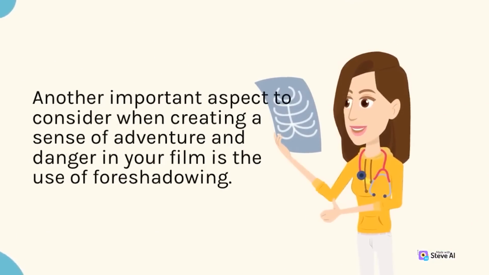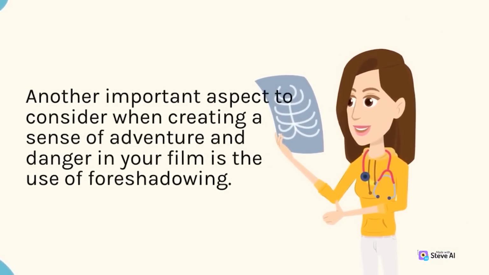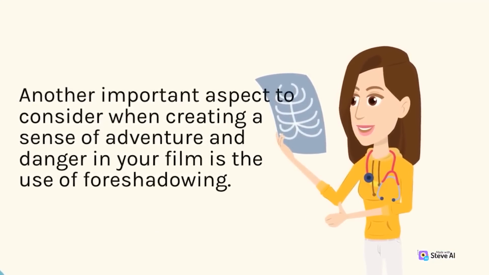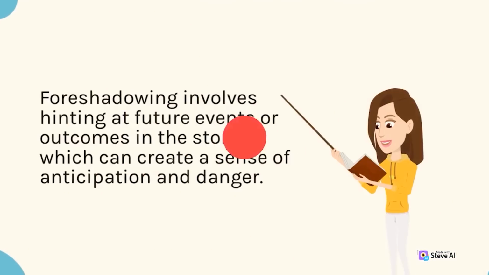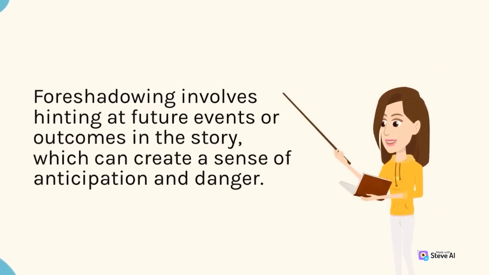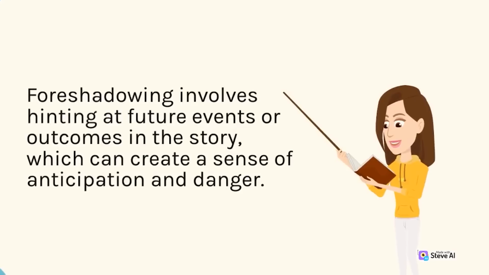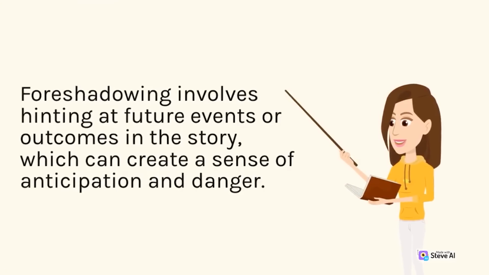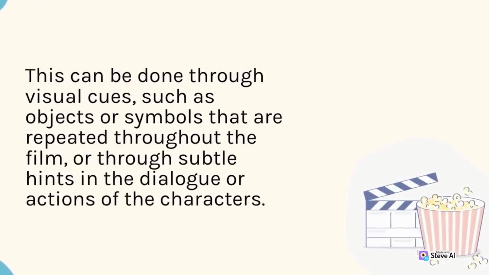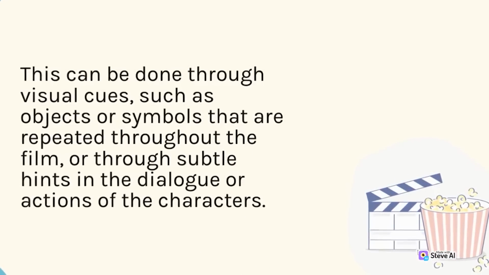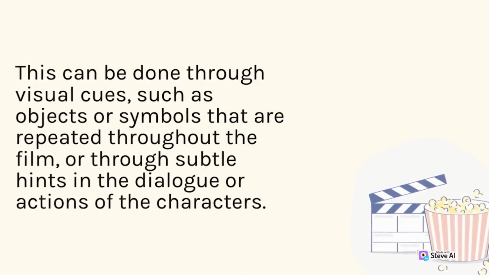Another important aspect to consider when creating a sense of adventure and danger in your film is the use of foreshadowing. Foreshadowing involves hinting at future events or outcomes in the story, which can create a sense of anticipation and danger. This can be done through visual cues, such as objects or symbols that are repeated throughout the film, or through subtle hints in the dialogue or actions of the characters.